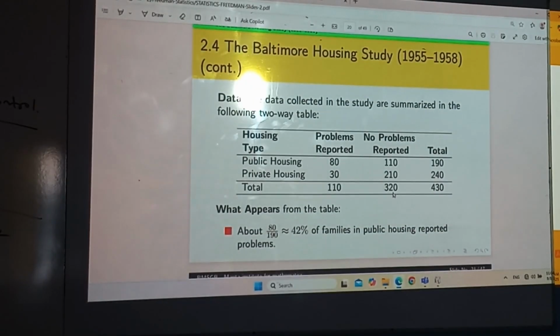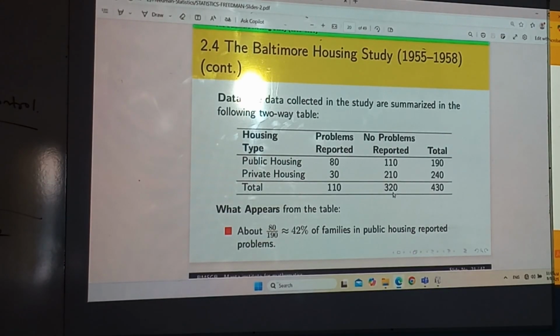So these are the data they saw. The data collected in this study are summarized in the following table. So there were altogether 190 families moved into public housing. Out of those 190, 80 reported problems, 110 reported no problems. And there were 240 moved into private housing. Out of those, only 30 reported problems and 210 reported no problems.